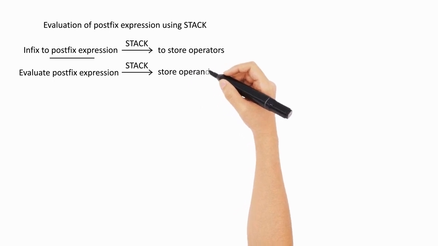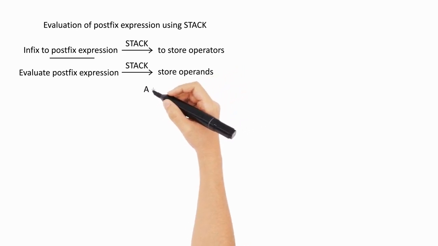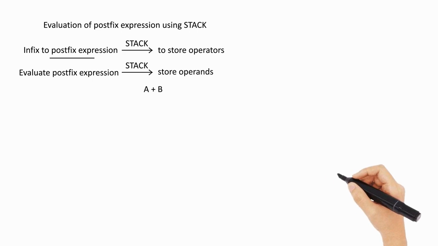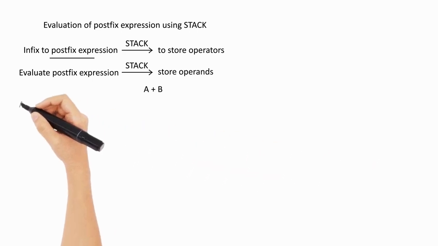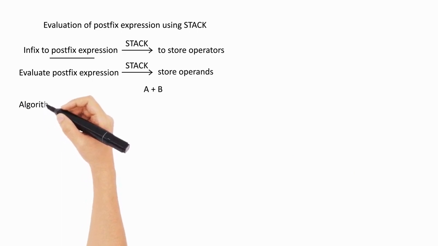For your reference, let us recall what is operand and operator. Here is a simple expression a plus b. A and b are the operands, plus is the operator. Let's start understanding the simple steps of this algorithm.